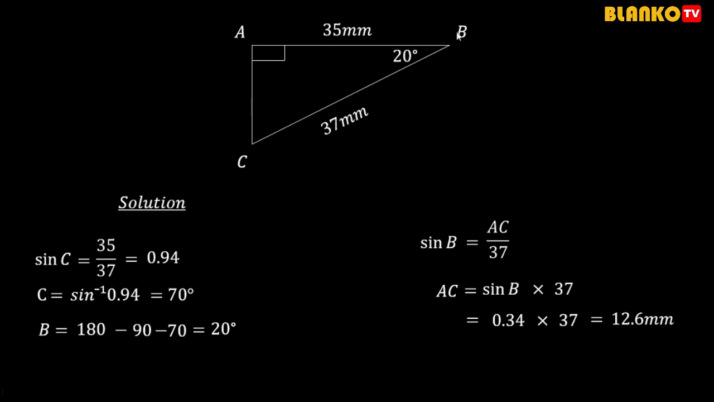So that is what we have on the right angle triangle. The angle on point B is 20 degrees, that is what we calculated here. The angle on point C is 70 degrees, and the length AC is 12.6 millimeters.